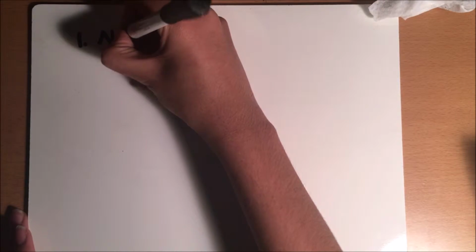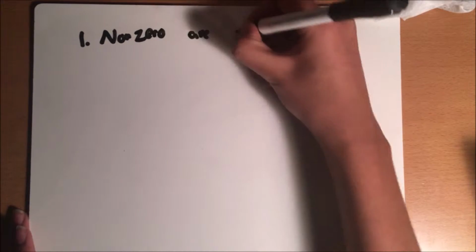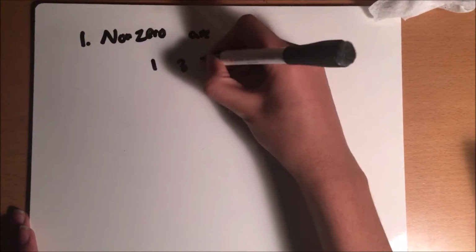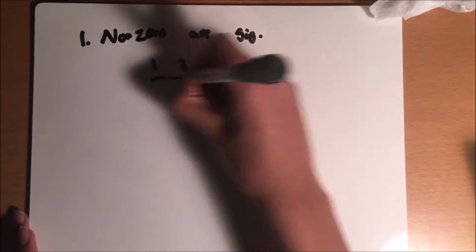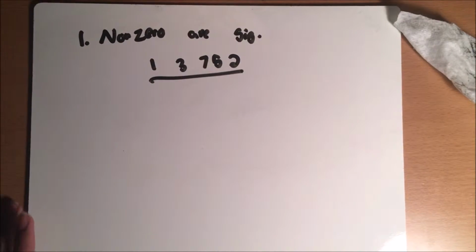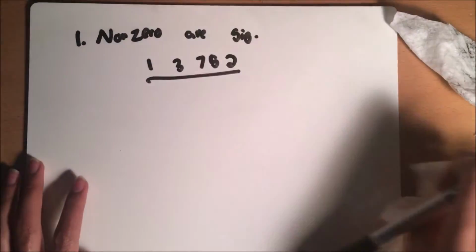The first one is that all non-zero numbers are significant. What that means is that 1, 3, 7, 5, 2, all these numbers are significant because they actually hold value. The only non-significant number is 0, but there are many exceptions to that.